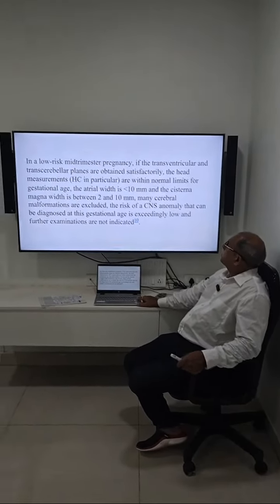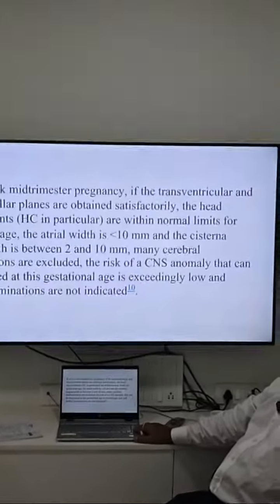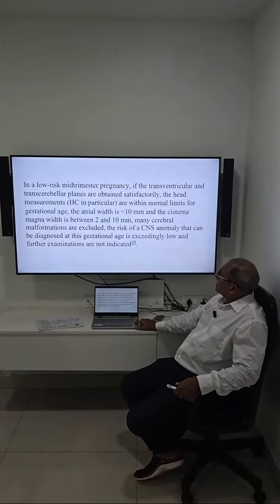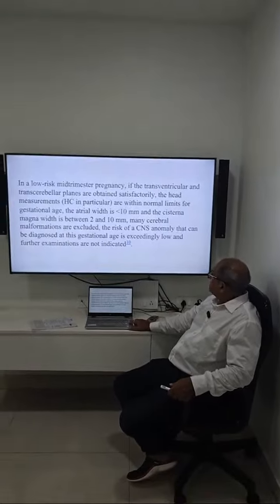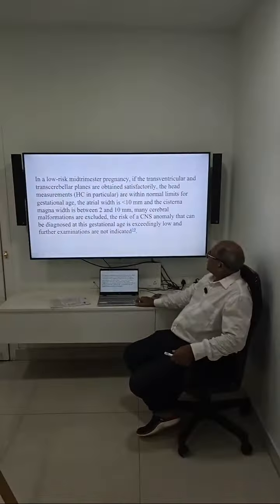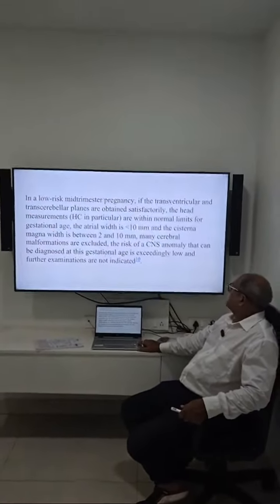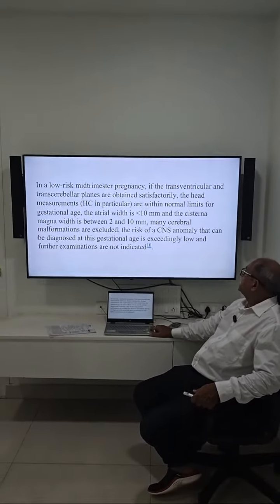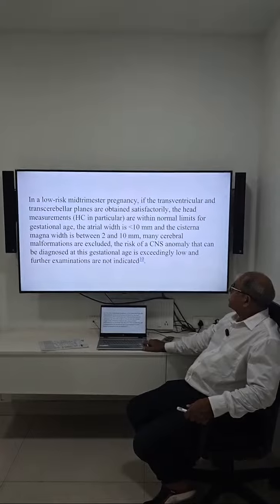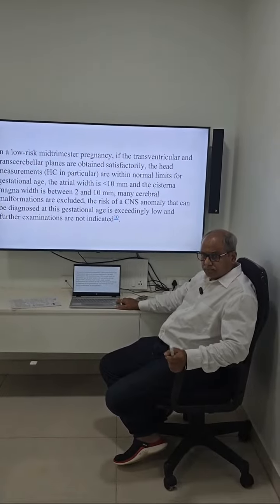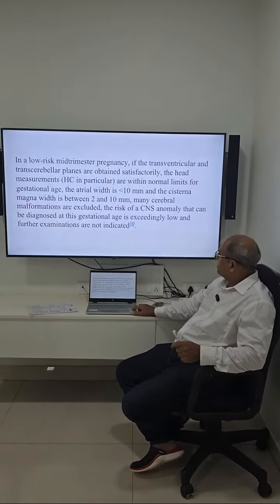A low risk mid trimester pregnancy. That is a very important statement. If in a low risk mid trimester pregnancy the transventricular and transcerebellar planes are obtained satisfactorily, and the head measurements, head circumference in particular, are within normal limits for gestational age, the atrial width is less than 10 millimeter and the cisterna magna width is between 2 and 10 millimeter, many cerebral malformations are excluded. The risk of a CNS anomaly that can be diagnosed at this gestational age is exceedingly low and further examination is not indicated. That means if you do a good screening with knowledge of anatomy at a different stage.